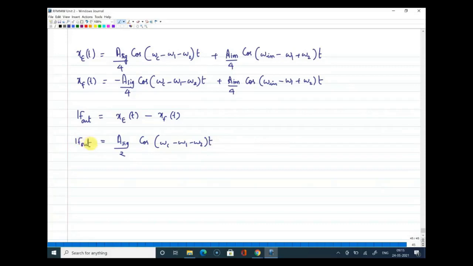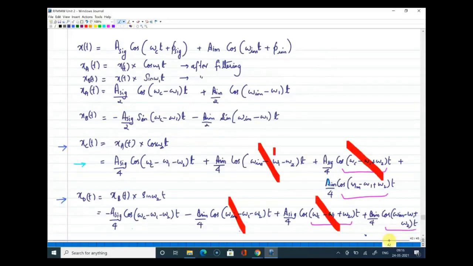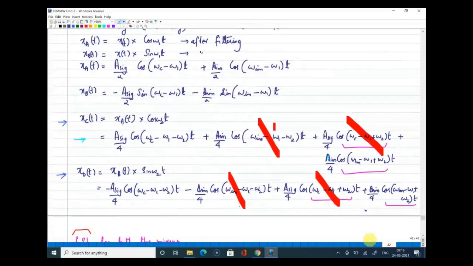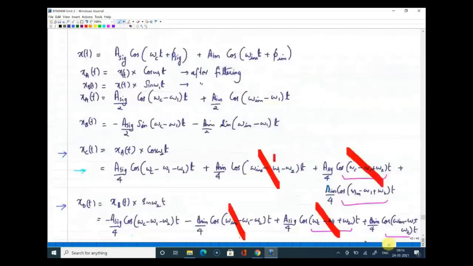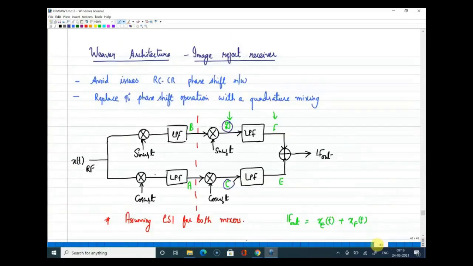The final signal should be subtracted. I think this is clear. What I have done is I have written XC and XD. From that, after removing the high frequency components, I wrote XE and XF, and then we have to combine them suitably. So it is actually minus here, Xe minus Xf.